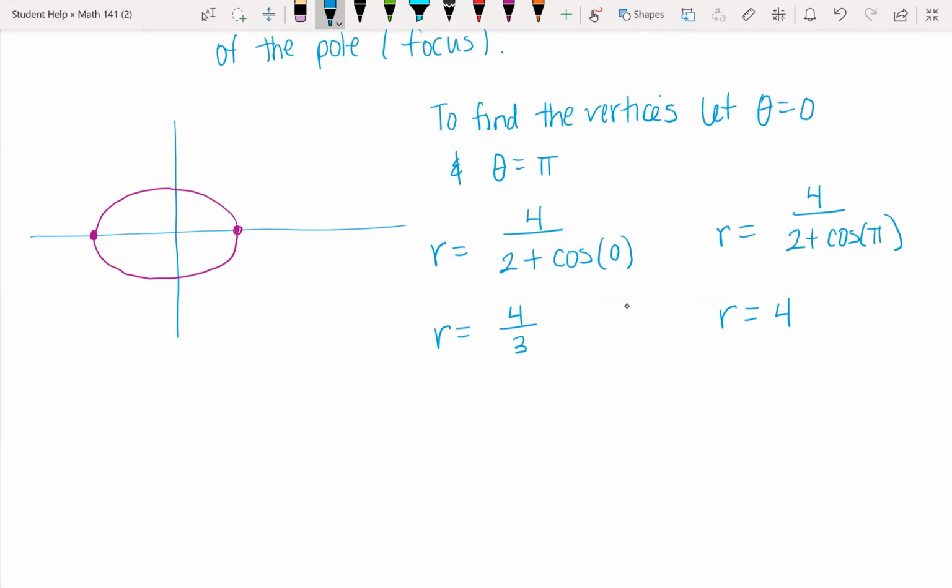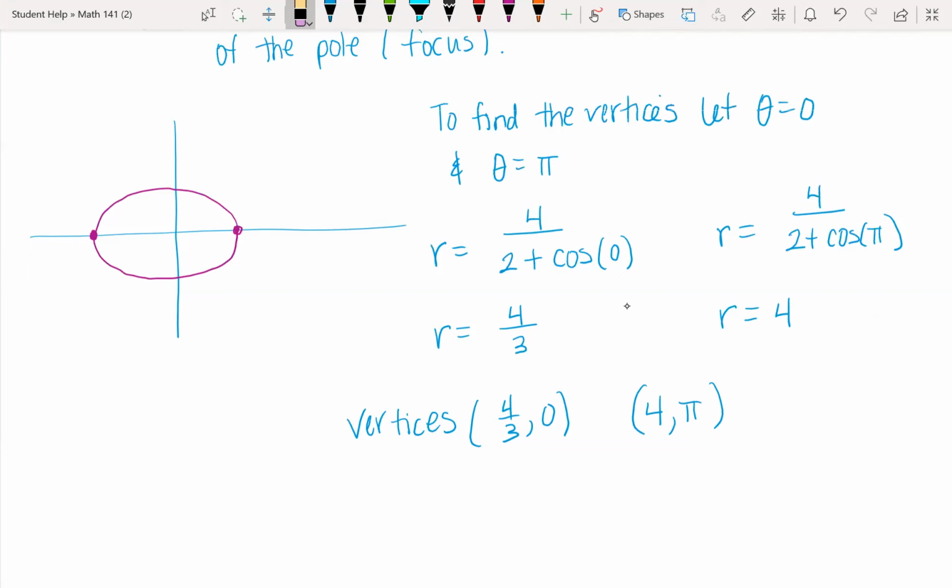So the 2 vertices are at 4/3. That's how far we go out. That's what the radius is. And the angle there is 0. Again, that 0 is 0 in degrees, I'm sorry, in radians. And then the other vertex is at 4, pi. So the 4, pi is going to be this one, and the 4/3, 0 is going to be that one.